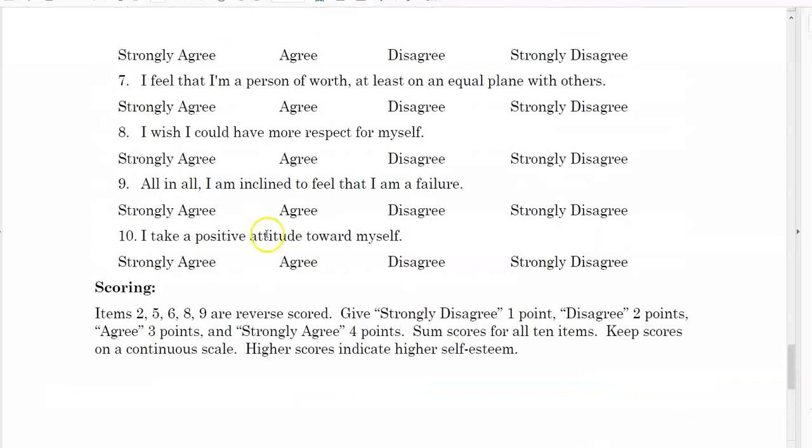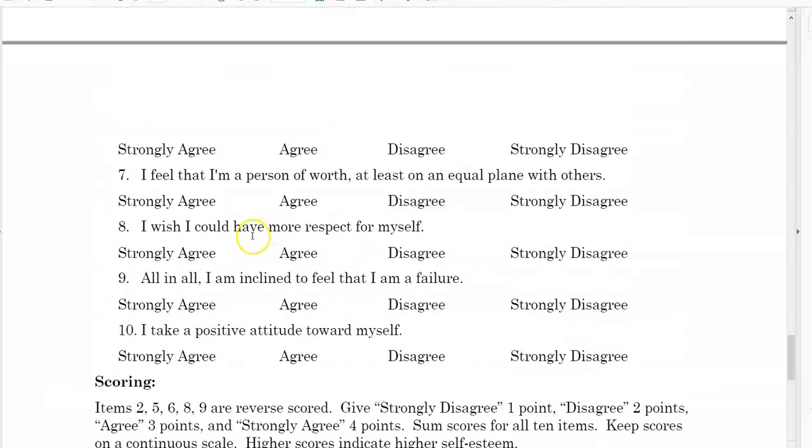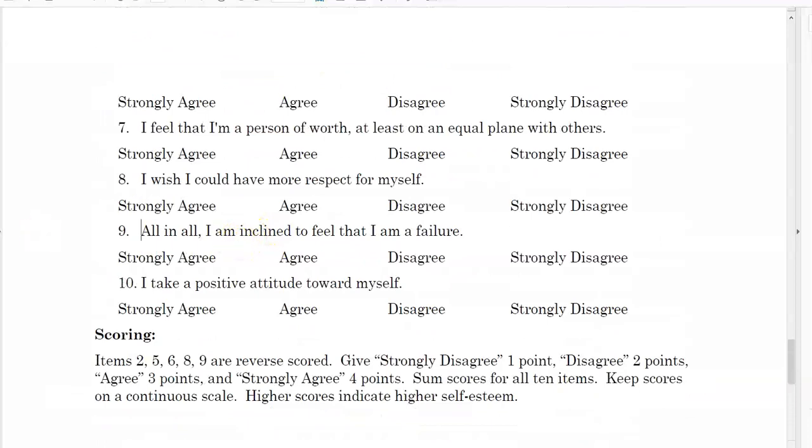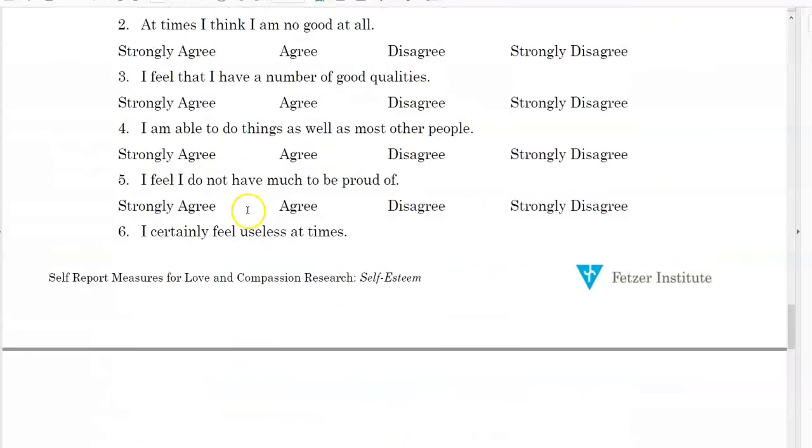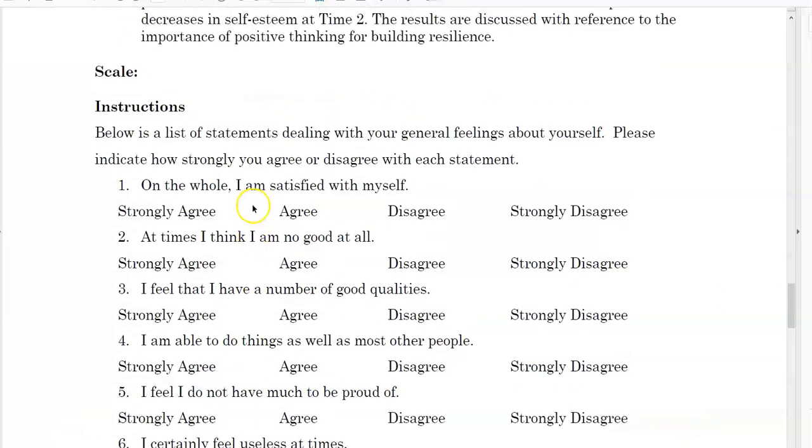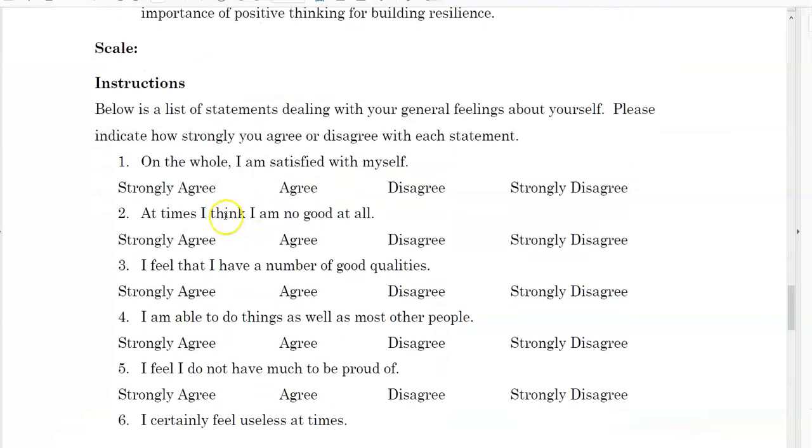Now this is a very simple instrument. It's very easy to score and very easy to use. Sorry, is there a question? Somebody wants to say something? Okay, right. So do you get the idea about how you must report on the scale?